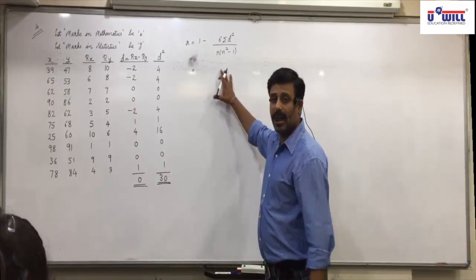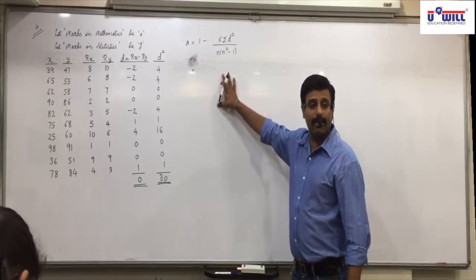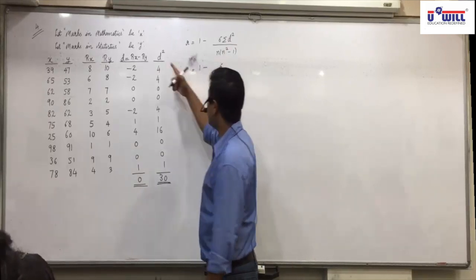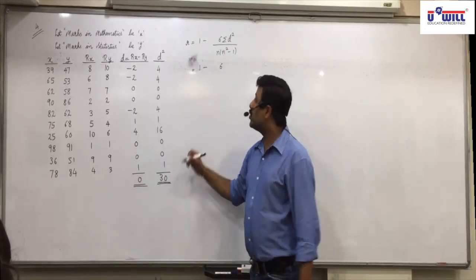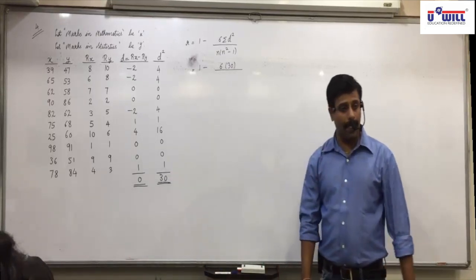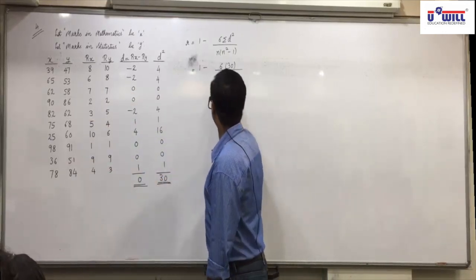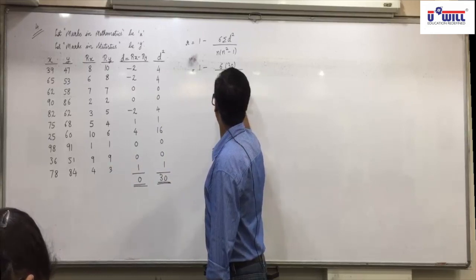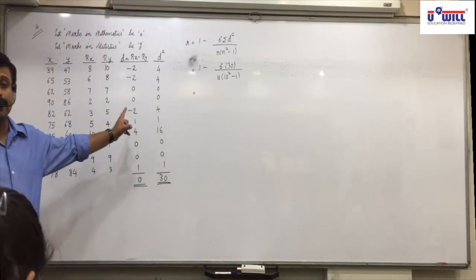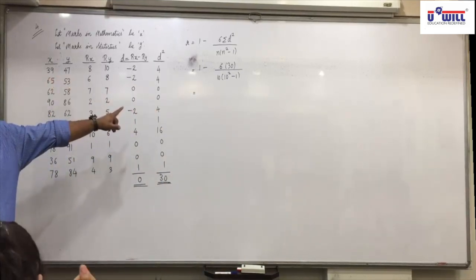Shall I proceed further? Raise your hand who is still writing up till here. Everyone has completed. Shall I proceed? So 1 minus 6 into, what did we obtain? Sigma D square. So in sigma D square we will write 30. Okay? Upon how many observations are there? 10. So n is 10. In bracket 10 square minus 1. Any confusion in this? N is 10, so 10 in bracket 10 square minus 1.